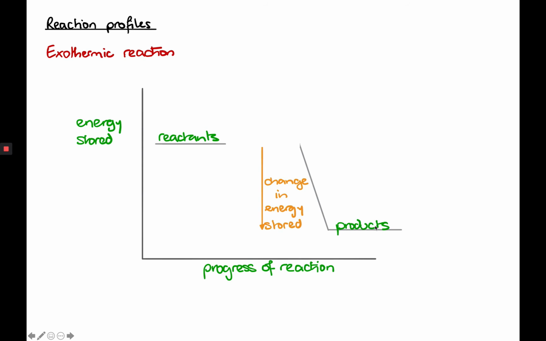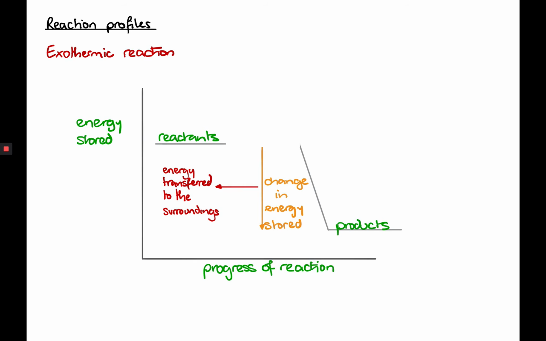Now, if the chemical store has decreased, that difference must have been transferred somewhere. Okay, it can't just vanish. We've got to account for it, and it's been transferred to the surroundings. So this is how we can think of why an exothermic reaction is working the way it is. The chemical store of the reactants is greater than the products. That means during the course of the reaction, the chemical store decreases. Therefore, there has to be a transfer of energy, and the transfer is to the surroundings.